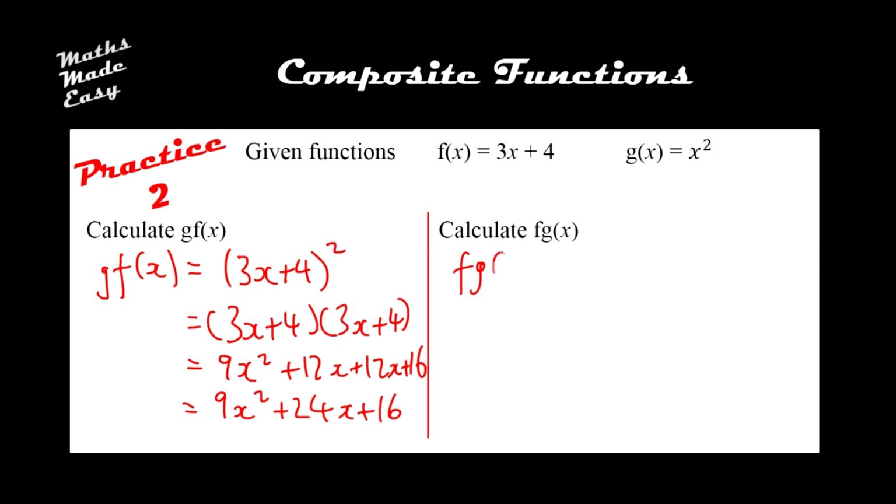So fg of x for this one means we're going to take the f function, which was 3x plus 4, and everywhere there's an x, we're going to replace that with x squared plus 4. This one's quite simple, it's just 3x squared plus 4.